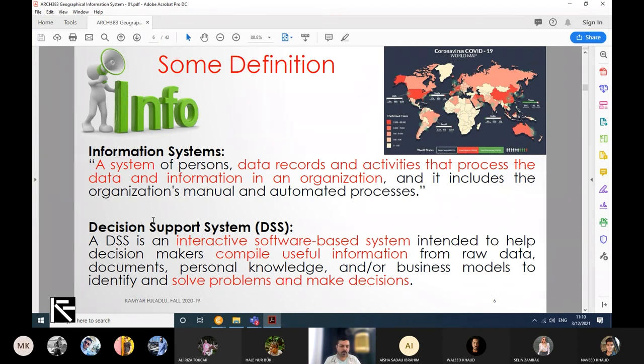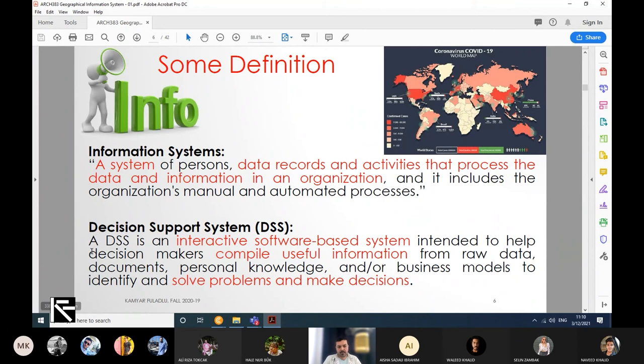So as an architecture, you need to solve this problem. And with this one, you are going to be able to understand and you are going to give, let's say, support to the decision system.